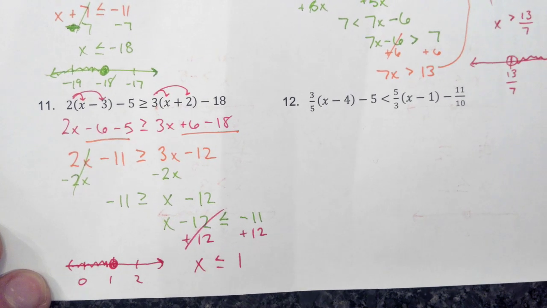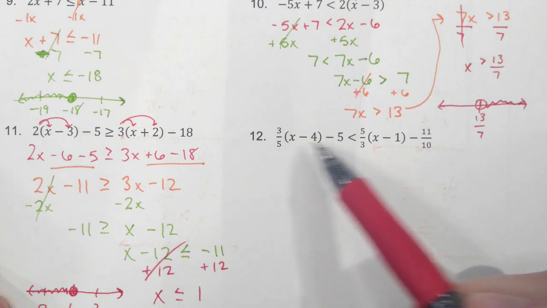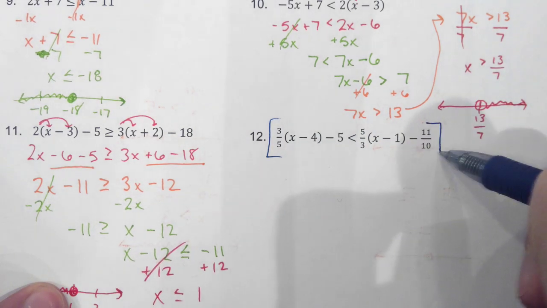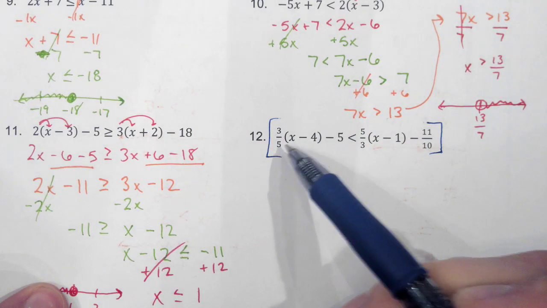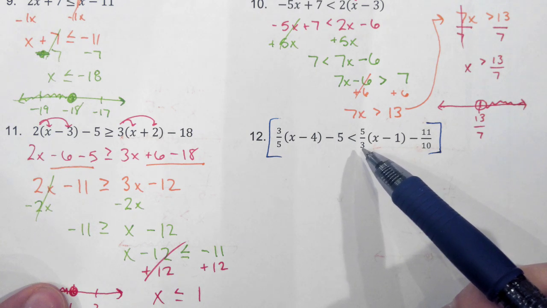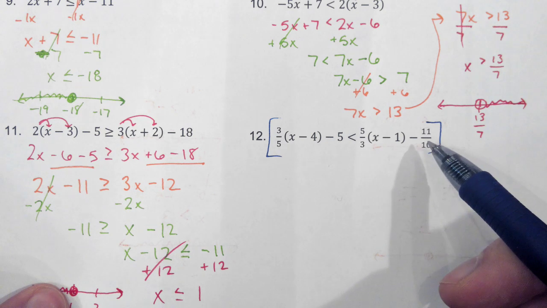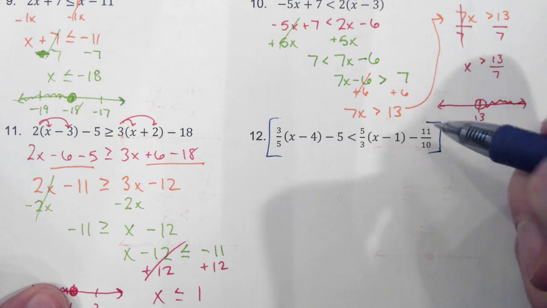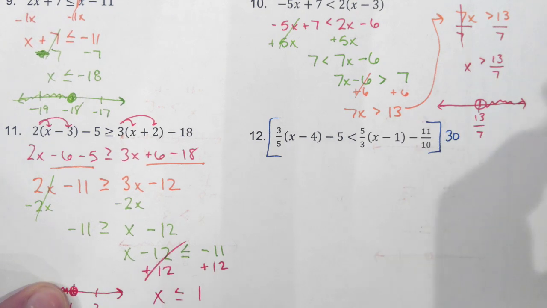All right, number 12, the biggest and baddest of them all. We got fractions, we got parentheses, we've got all sorts of things. So remember, if you have fractions, the first thing you're going to do is multiply by the common denominator. So you got to figure out what's the common denominator between all of those fractions. So let's look. Between 5 and 3, it would be 15, right? So between 15 and 10, let's see, what's 15 times 2? 15 times 2 is 30. Does 10 go into 30? Yes, it does. So 30 is going to be the common denominator.